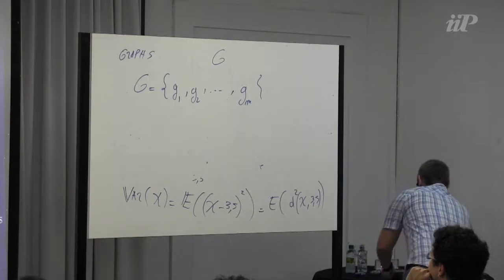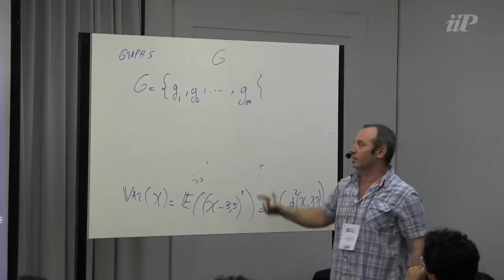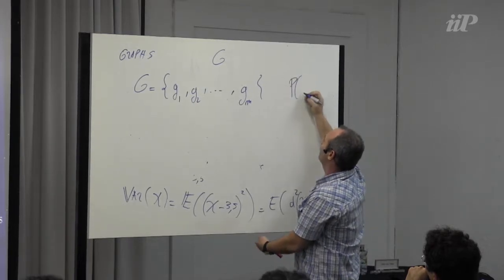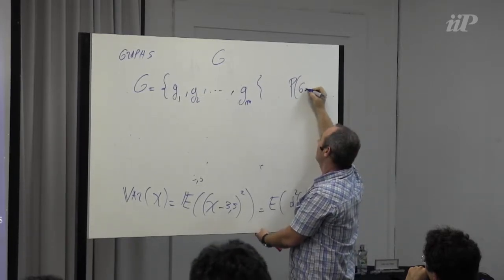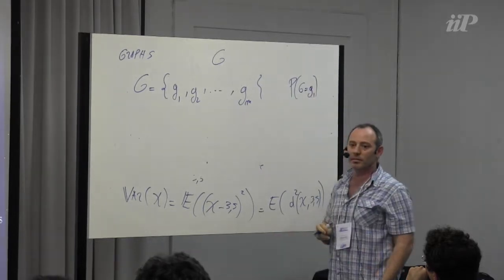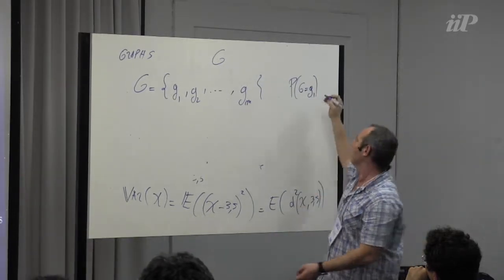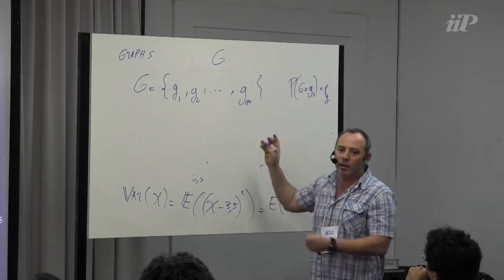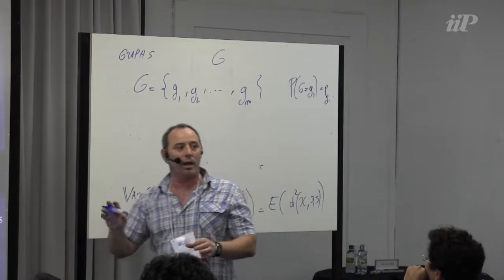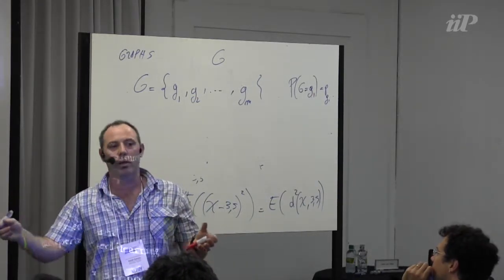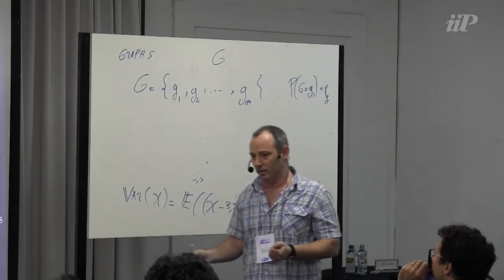So if we want to make some statistics, we need to know, for example, the probability that the random graph takes the value graph 1. And we put P(G1), okay? And for all graphs, we have the probability of that graph. So the only condition is that the sum of all probabilities is 1, okay?